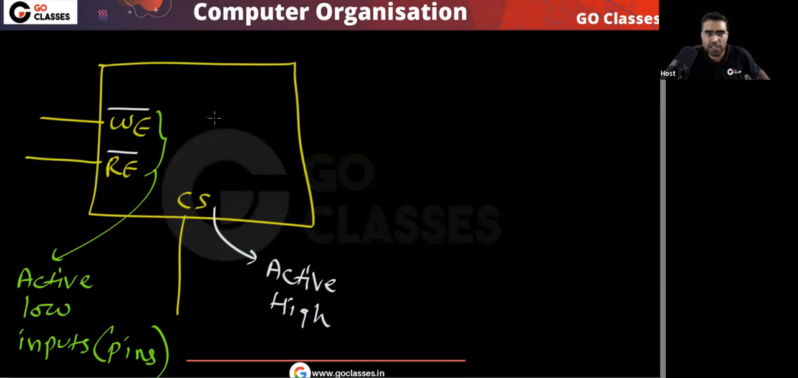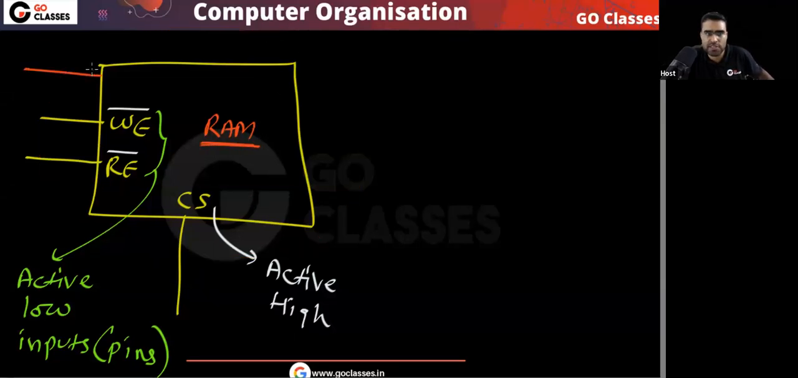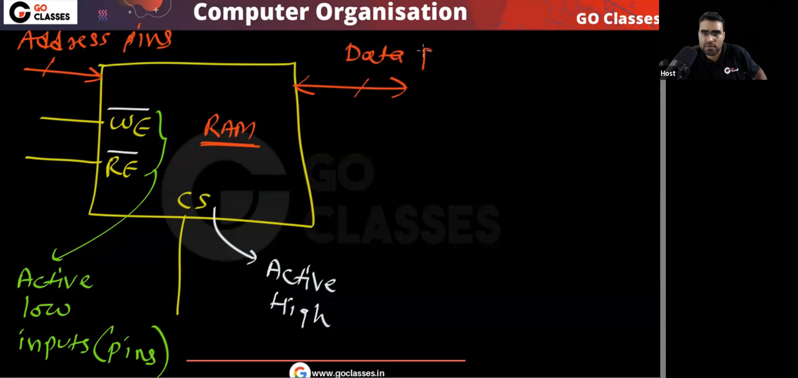And of course, what else do you have in a RAM? What other pins do you have in this memory? There are address pins. You already know there are some address pins, and there are some data pins. So this is the overall structure.